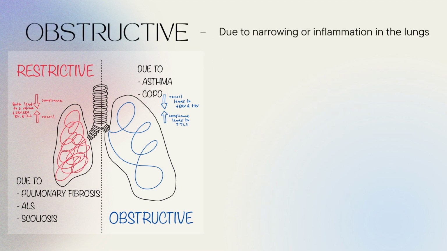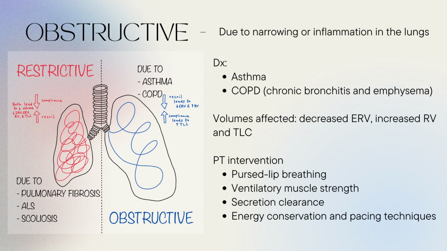Obstructive lung disorders are due to narrowing or inflammation in the lungs. This is due to asthma and COPD. COPD includes chronic bronchitis and emphysema. The volumes affected will be a decreased expiratory reserve volume due to the decreased recoil, increased residual volume also due to the decreased recoil, and an increased total lung capacity. PT intervention will include pursed lip breathing.